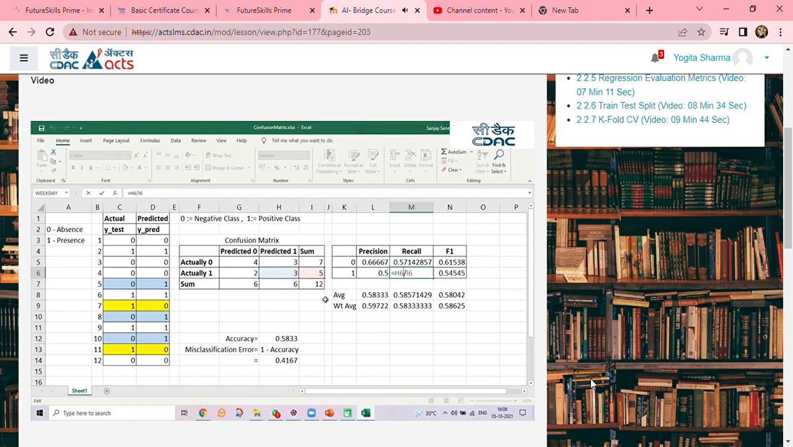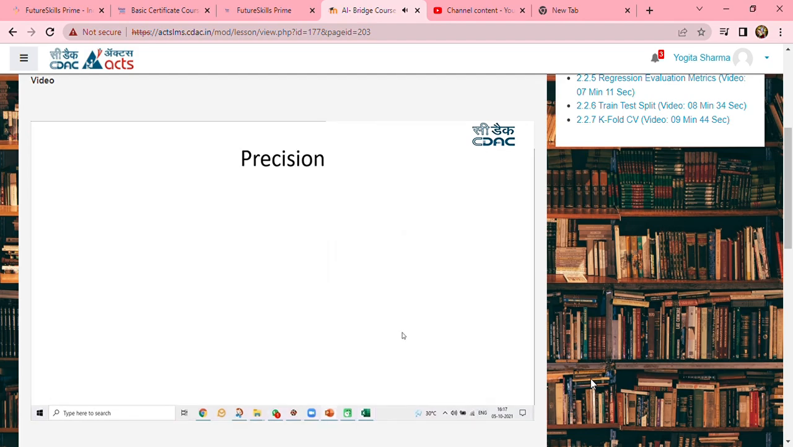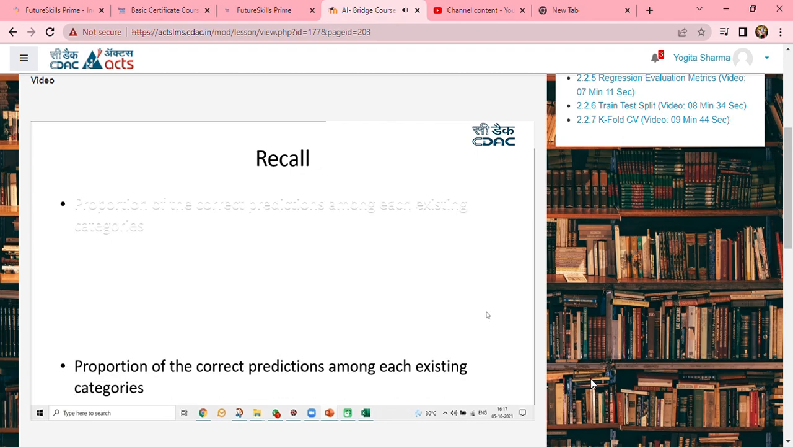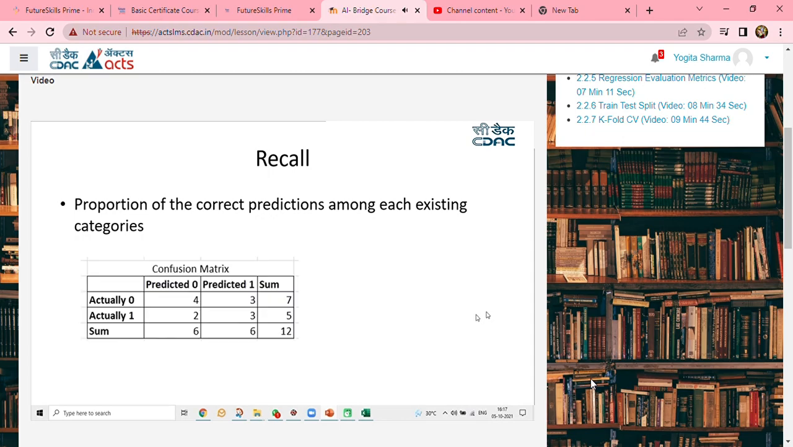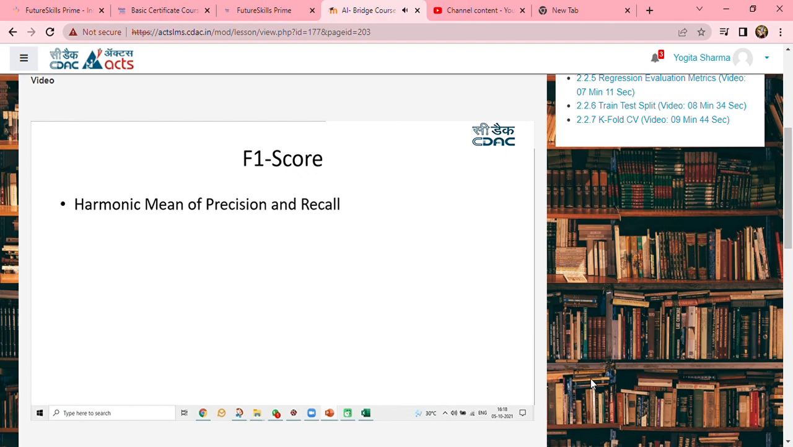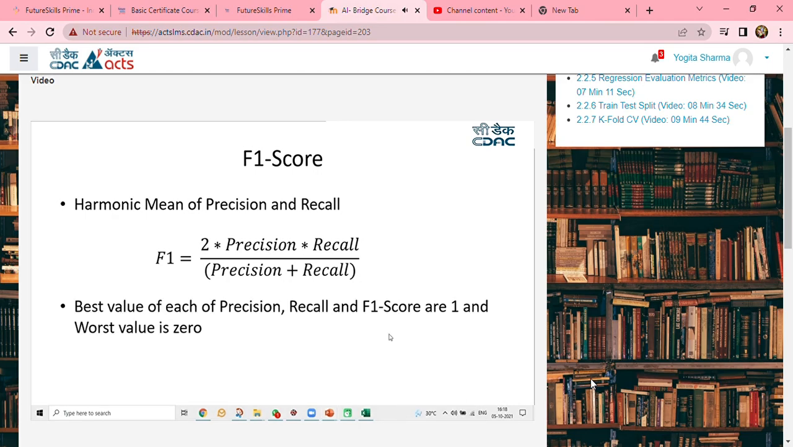Let me tell you now why we intend to have precision and recall calculated. Precision tells the proportion of correct predictions among each predicted category, and recall tells the proportion of correct predictions among each existing category. We have a third measure related to precision and recall, and that is the harmonic mean of precision and recall, which is called F1 score. The best value of F1 score is 1 and the worst value is 0. The same is true for precision and recall. Many times, instead of accuracy score, F1 score is preferred as the model evaluation metric.